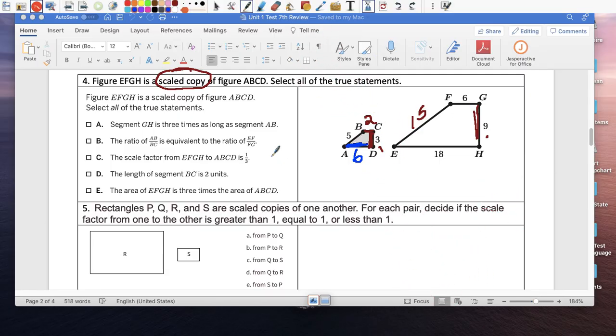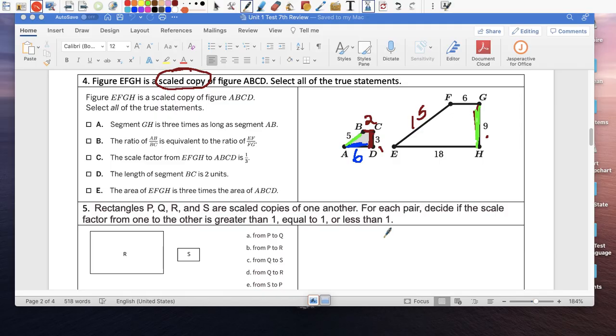Now we can look at A, B, C, D, E and figure out if any of these are true. So segment GH, let's look at segment GH. Where's GH? Right here. Highlighted with green. Is 3 times as long as AB. This is AB.